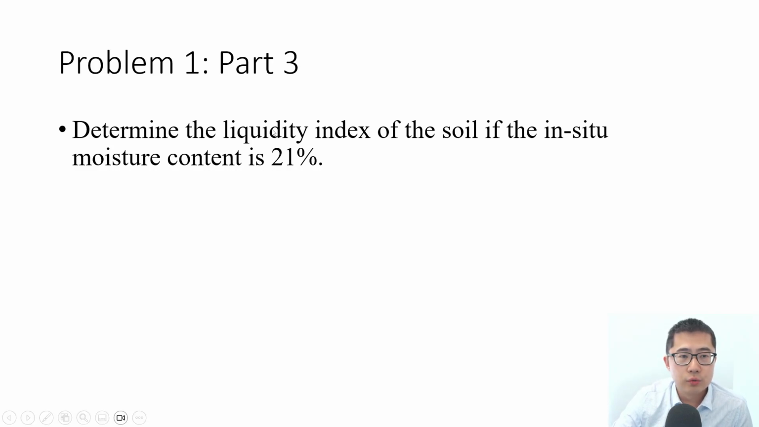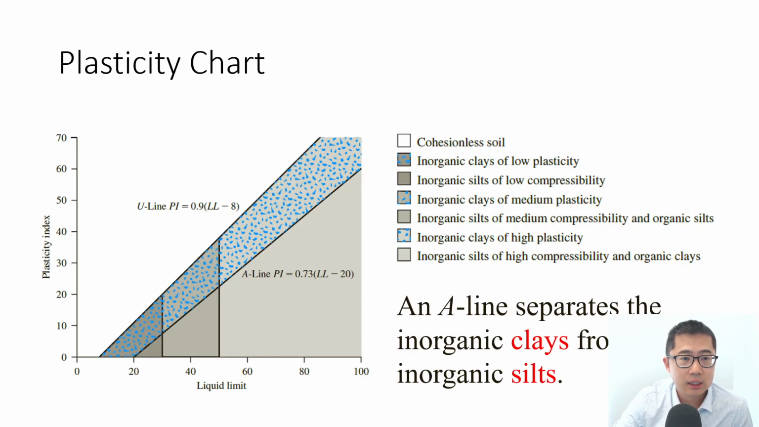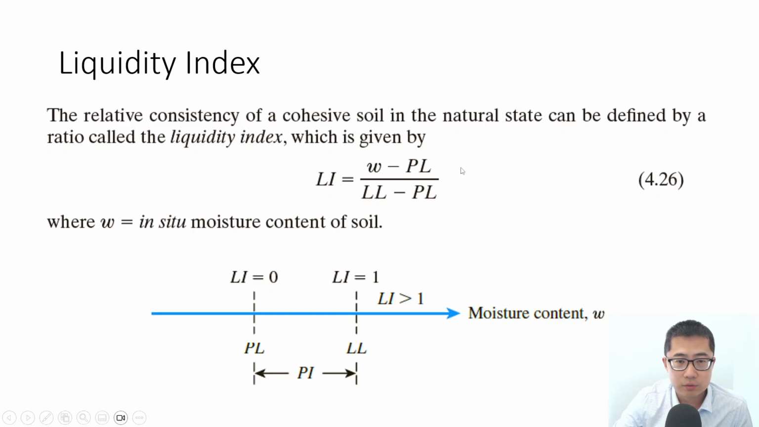Well, you can do the liquidity index. Again, this is a pure practice with our PL, LL, and this 21%. You can easily plug in all those numbers into this equation over here. Your omega is that 21%, your PL is 17.5, and your LL is 39.5. So plug that in, and you can come up with the LI number.